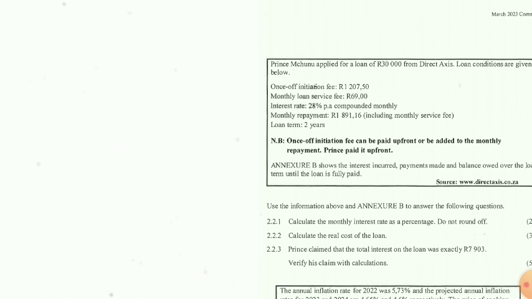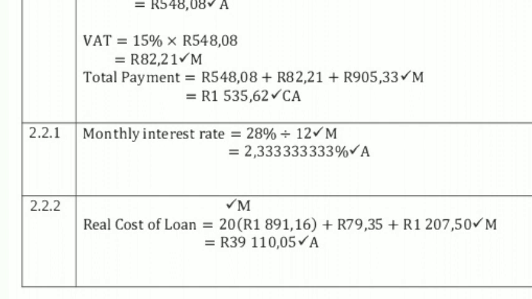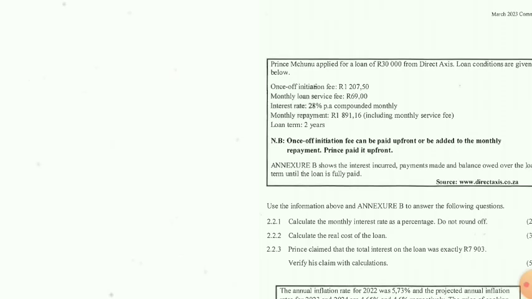So what's the real cost of the loan, guys? Let's go. Real cost of the loan equals 20. Where do we get the 20, guys? I have to actually address this one. Remember, if you have read the table, you will understand a bit more. The real cost of the loan equals 20. Then you put on bracket, or you can say multiply. You put on bracket and say 1,891.16. Where do we get the 1,891.16? It's the monthly repayment. It's the monthly repayment plus 79.35. Where do we get 79.35?